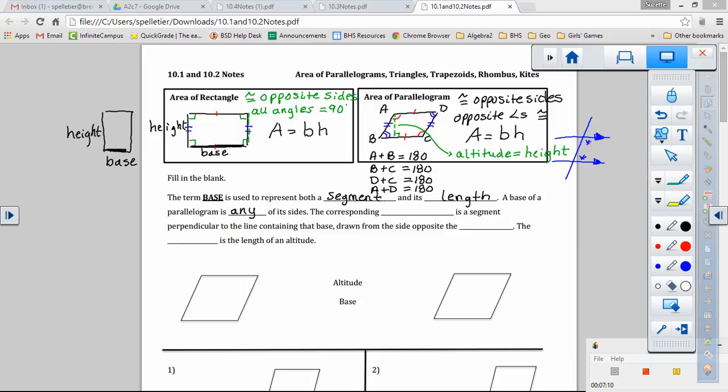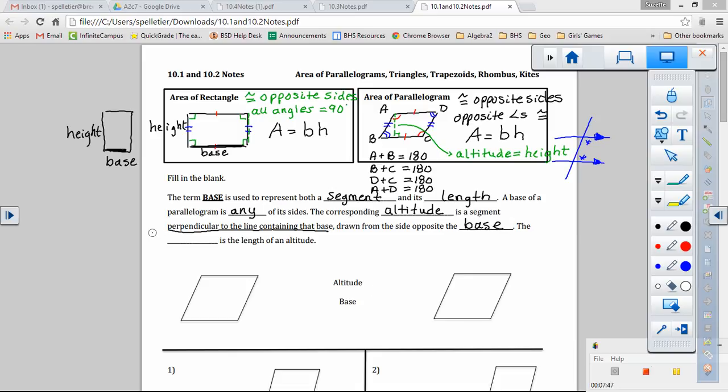The corresponding altitude, so let's put in altitude. The corresponding altitude is a segment perpendicular. You'll notice when I drew it in up here, my altitude, I put in a right angle because it is the shortest distance. It has to be perpendicular. It has to be a right angle always. So it says that the corresponding altitude is a segment perpendicular to the line containing that base, drawn from the side opposite the base.